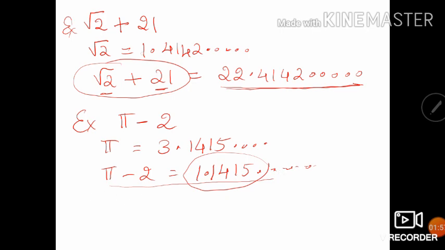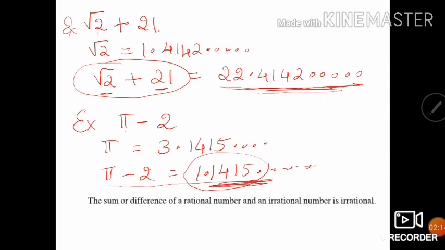So what do we conclude? When we add an irrational number to a rational number, or when we subtract an irrational number and a rational number, we find that the result is always irrational. So we can conclude the statement: the sum or difference of a rational number and an irrational number is irrational.